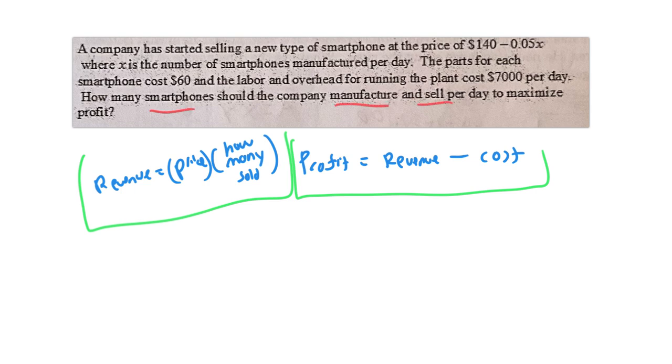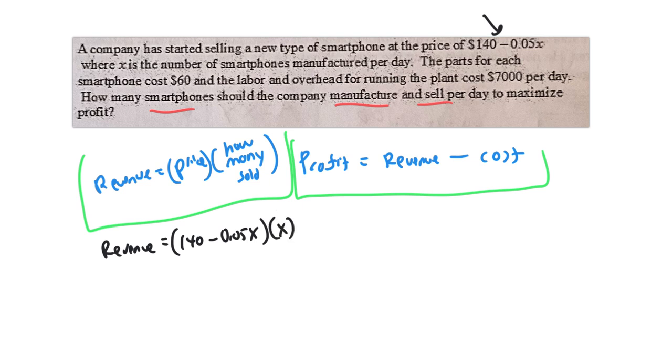So it's assumed that these will be the same quantity. So the amount manufactured will indeed be the amount sold. So let's be very clear. Revenue is going to be the price. Now the price was given here. So that's going to be 140 minus 0.05x times the amount that you sell. Well, x represents the number of smartphones manufactured per day, but we already made it clear that the number manufactured per day are going to also be the number sold per day. So therefore, how many are we selling per day? Well, that's also going to be x.